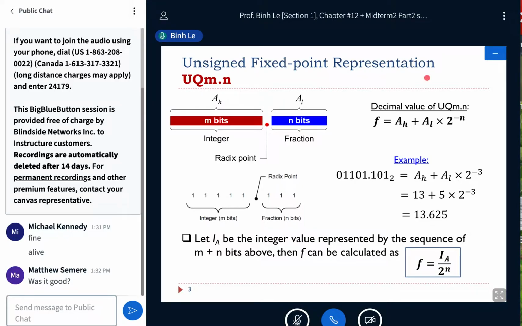For example, just forget about the dot over here: 0, 1, 1, 0, 1, 1, 0, 1. If you don't have the dot, and if it is an unsigned number, what integer is that?